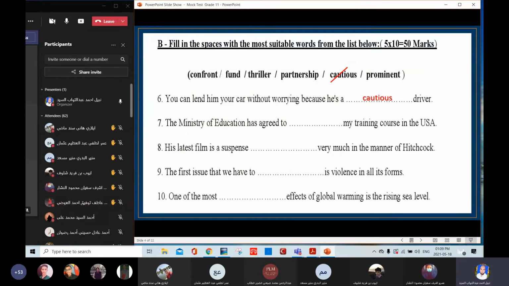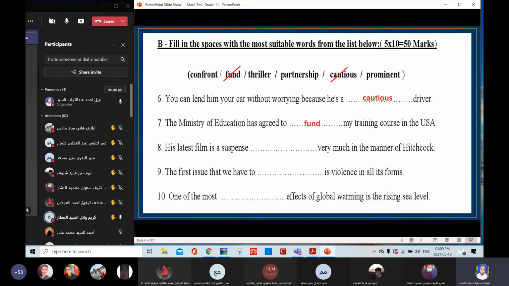Yes, Awadi. Fund. Very good. Fund means to provide you with enough money. If you are going to complete your study in the USA, the Minister of Education can help you. They can support you by giving you enough money. Thank you, Awadi. Karim, Wa'il.